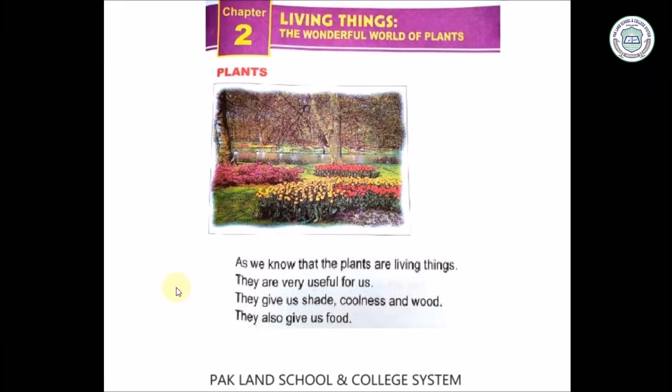Now we are going to start the second chapter, which is living thing, the wonderful world of plants. Students, as we know that plants are living things, they are very helpful for us. They give us shade, coolness and wood. They also give us food.